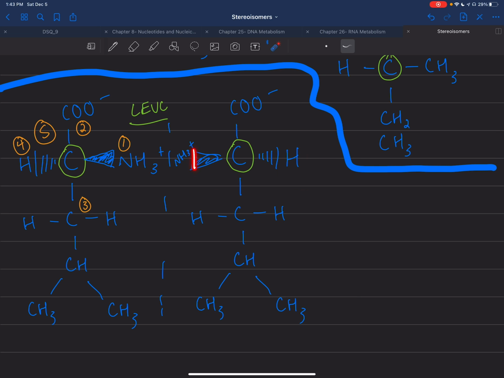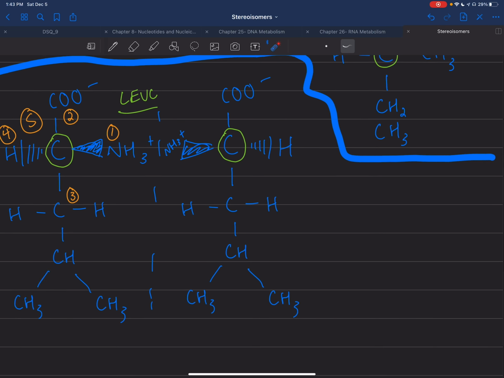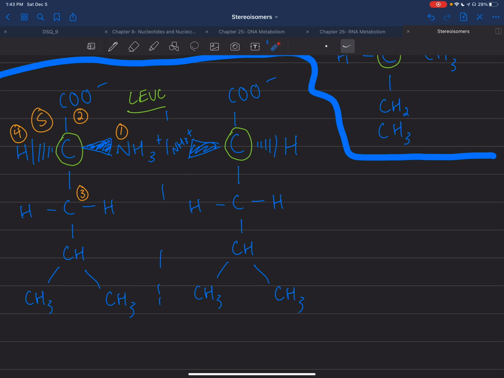If this was this, I believe that would be an identical compound. You don't want that. And if you build the model for this, you would figure out how. So let's figure out that if this is R, we've made mirror images. Okay.